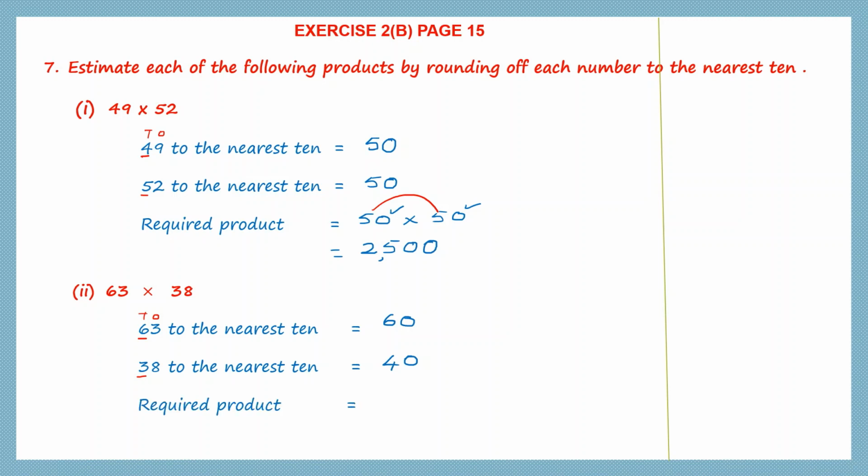Now we have to find the required product. That is, we take 60 into 40 and multiply these two. Let's multiply only the digits, leaving out the zeros. 6 4s are 24. So write 24. Now count the two zeros. 1, 2. We have two zeros. So our answer is 2400.